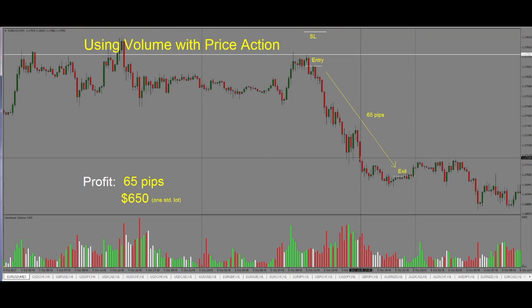And as we can see, price starts to drop further and our volume actually turns red. Now, as we move lower, we notice that the volume here starts to drop.